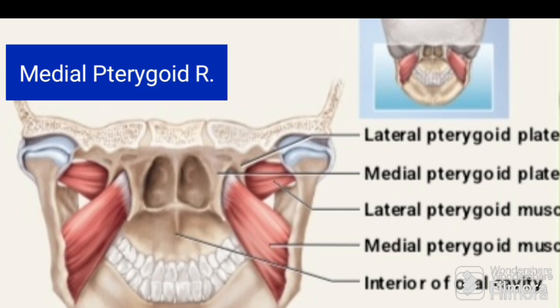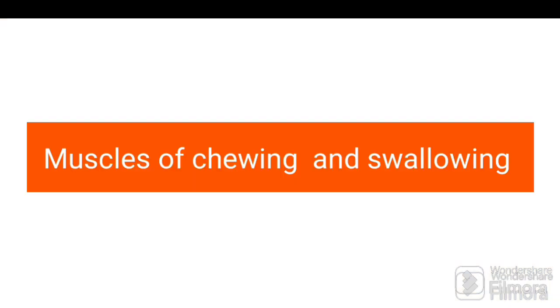Medial pterygoid is a major elevator of the jaw. It is a square-shaped masticatory muscle located on the medial aspect. Its attachment: it originates from the maxillary tuberosity and the pyramidal process of the palatine bone. Its function: elevation and medial movement of the mandible.